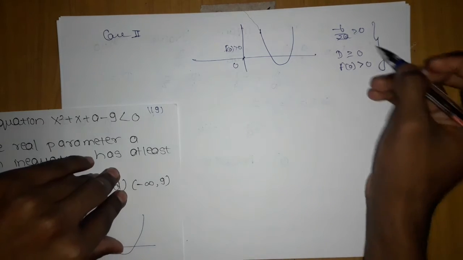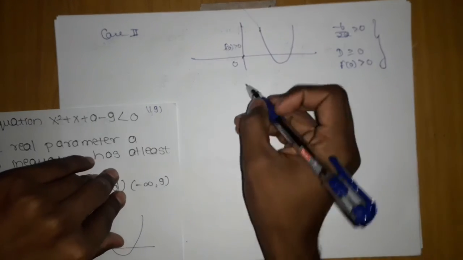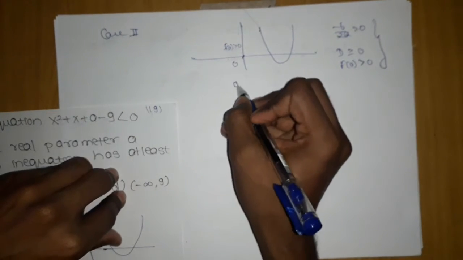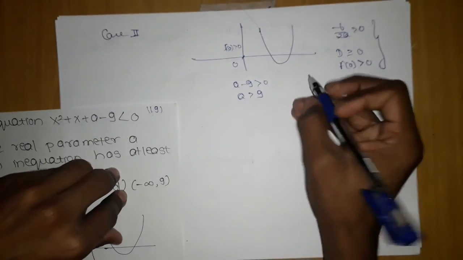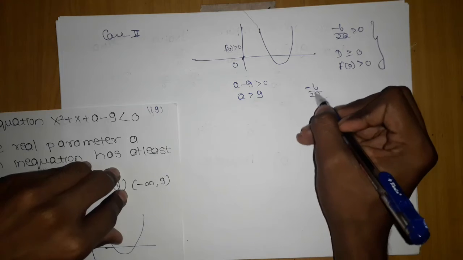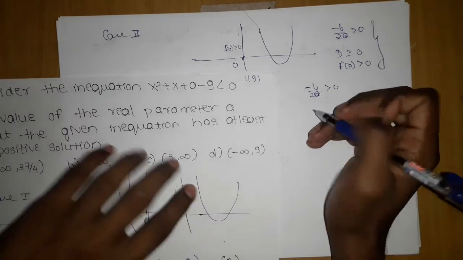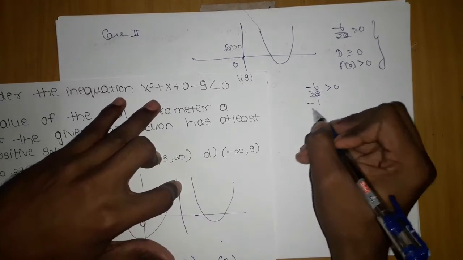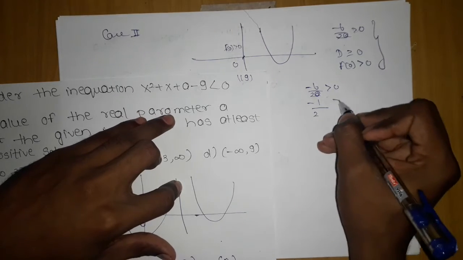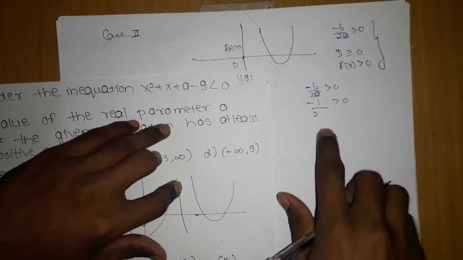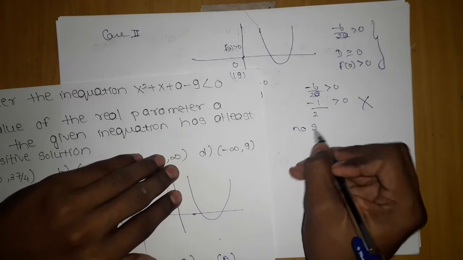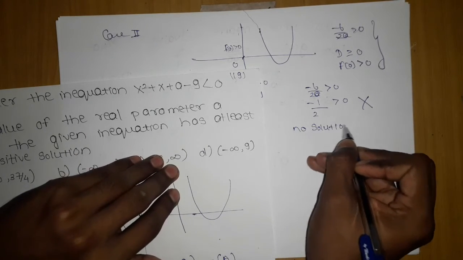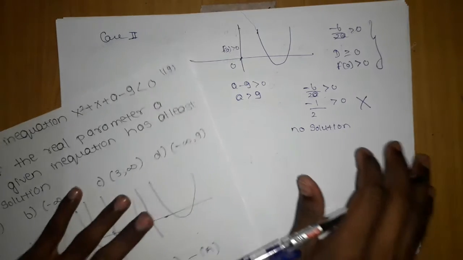But if you deal with questions, it will increase your knowledge. So let's check the conditions here. a minus 9 should be greater than 0, so we got a greater than 9. Further on, minus b by 2a should be greater than 0, so b is minus 1 upon 2 into 1. Now just see, is this possible? Minus 1 by 2 is greater than 0? No, so we are getting no solution from here. So this case is a dropout, we are not considering case 2 at all.